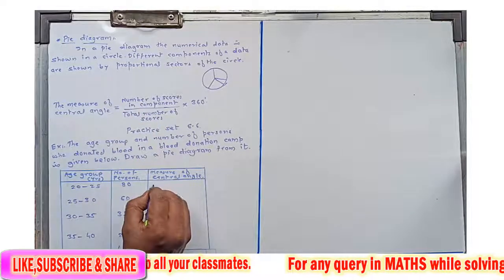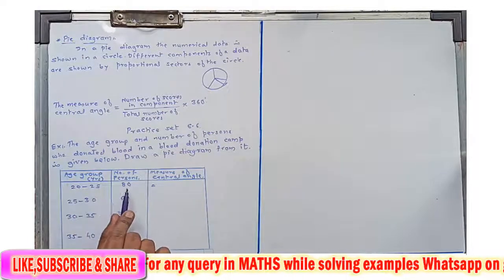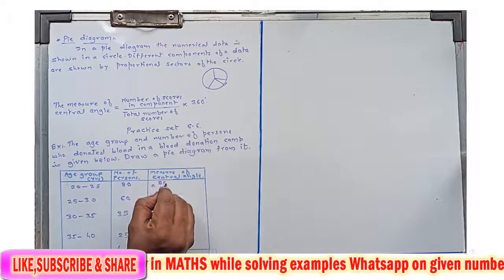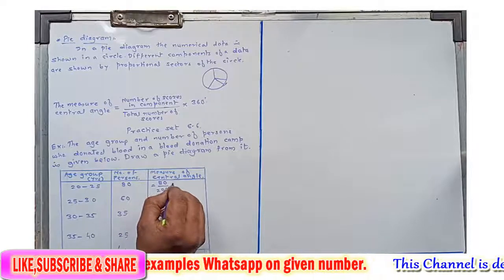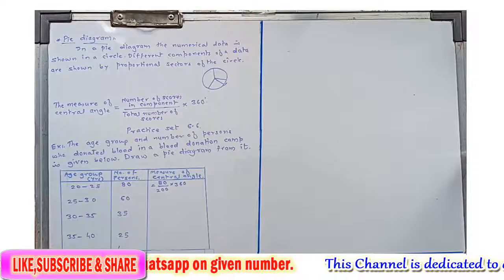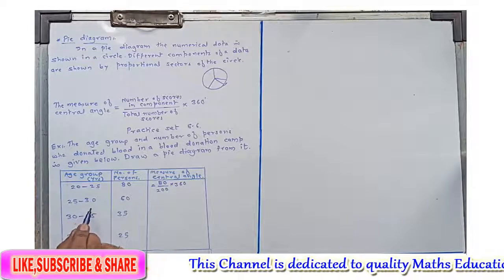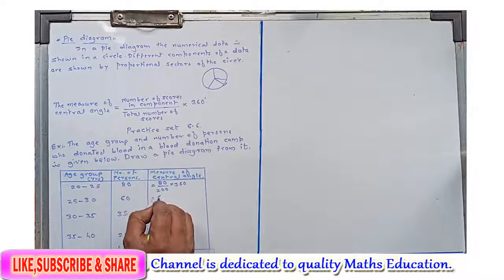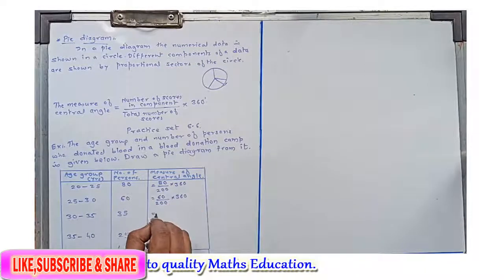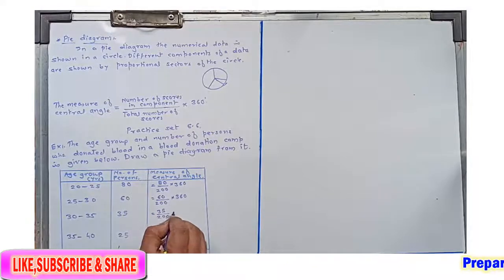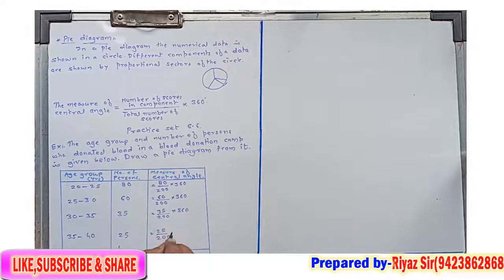For the measure of central angle we have that formula: number of scores in a component divided by the total. The first component is the age group 20 to 25, where the number of persons is 80. So 80 divided by the total number of persons, 200, into 360. Now we have to solve this. After that, for the second component, the age group 25 to 30, there are 60 persons out of 200, into 360. For the third it is 35 upon 200 into 360, and the last one is 25 upon 200 into 360.